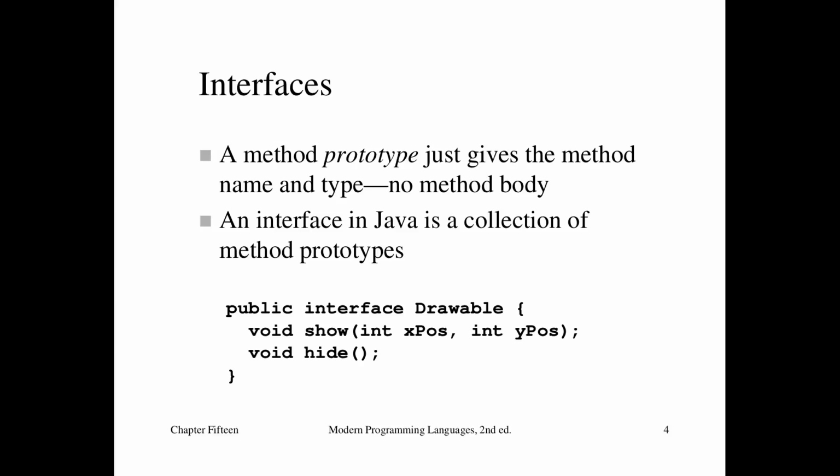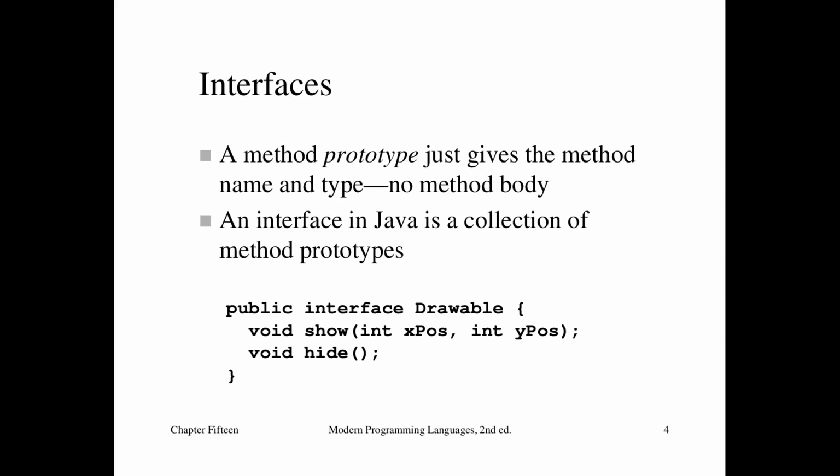So if we consider these public abstract methods to just be prototypes, because they have no implementation, then an interface becomes simply a collection of method prototypes. And this is true all the way up until Java 8, which allowed us to do some more interesting things. Java 9 has some more significant changes, but we're not going to get into those.